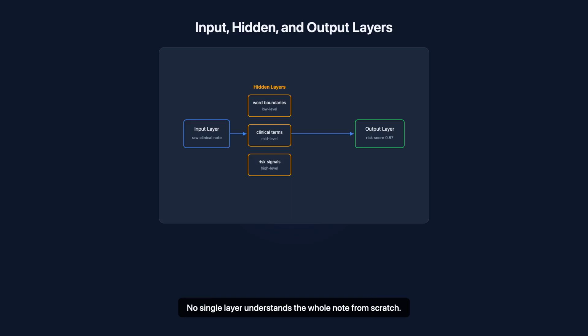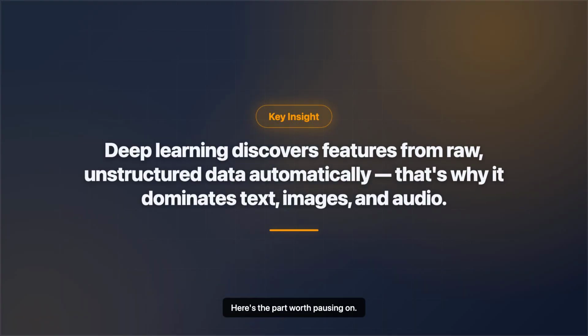No single layer understands the whole note from scratch. Each just refines what the previous layer handed it. Here's the part worth pausing on. Nobody handed that network a list of medical terms to watch for. The hidden layers discovered which patterns mattered on their own during training. That's automatic feature extraction, and it's why deep learning dominates unstructured data like text, images, and audio. With classical machine learning, engineers would spend thousands of hours crafting features by hand and still miss patterns they never thought to look for. Deep learning finds them for you.